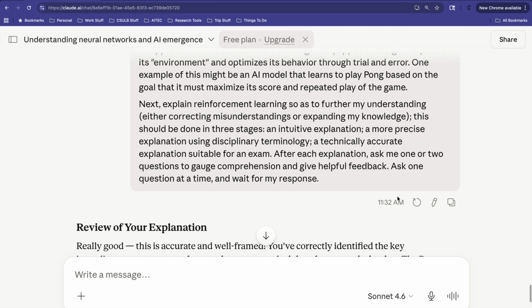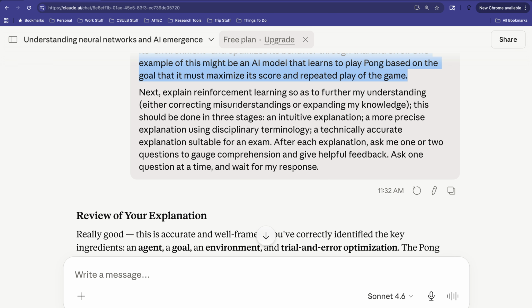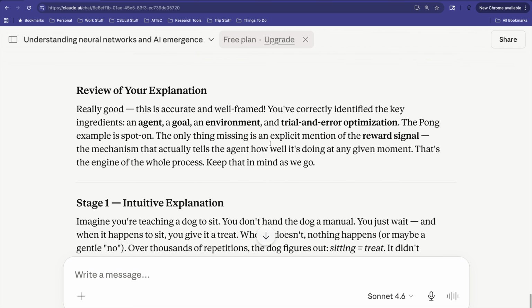So I gave it the prompt, and instead of concept, I wrote, of course, reinforcement learning. And then I gave it my little summary of what I understand reinforcement learning to be at the moment. And then I say, okay, explain this so as to further my understanding. There's 3 stages, as we mentioned. And here is what I got.